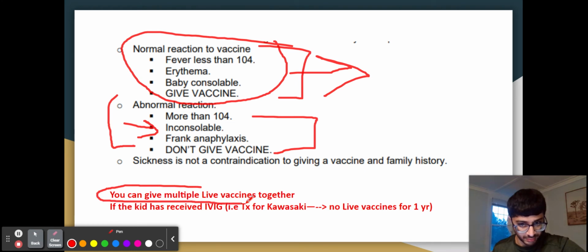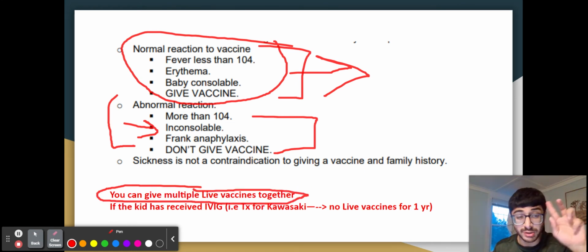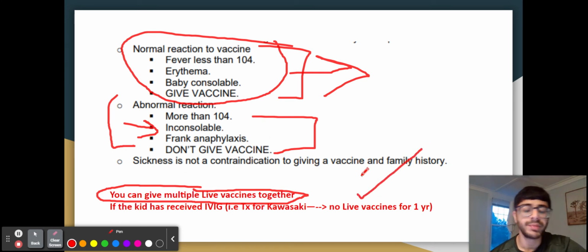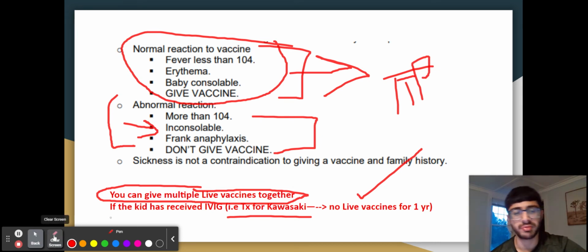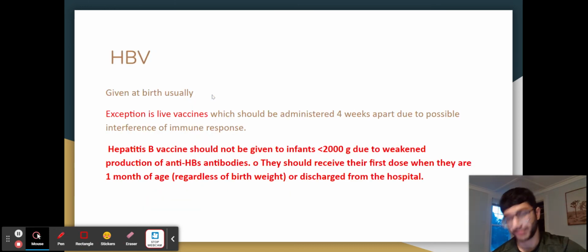Another thing I want to point out: live vaccines can be given together. Generally this is not recommended, but technically you can give them together. And another thing, this is what people get wrong. This is the reason I made this slide. If they get IVIG, they can't get a live vaccine for 8 to 12 months, like a year. So if they get Kawasaki, or TTP, which is probably not common in kids, but if they get IVIG, you can't give them a live vaccine for a year. Just remember that.